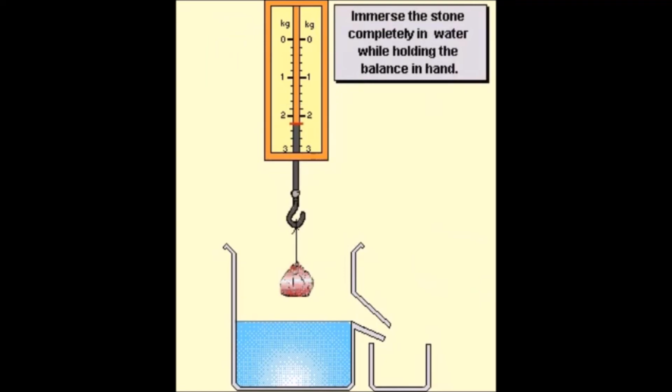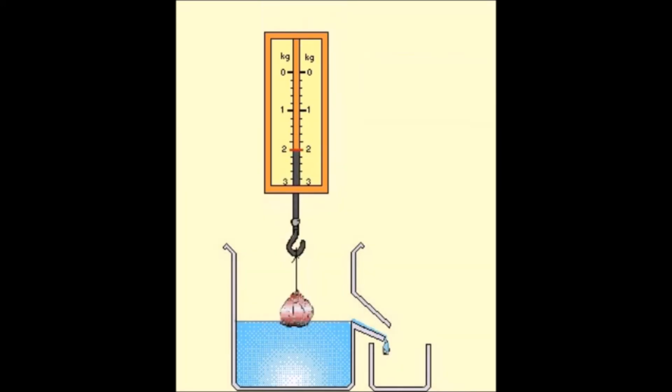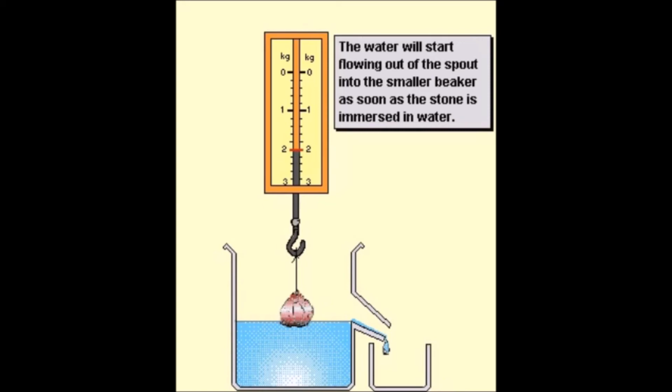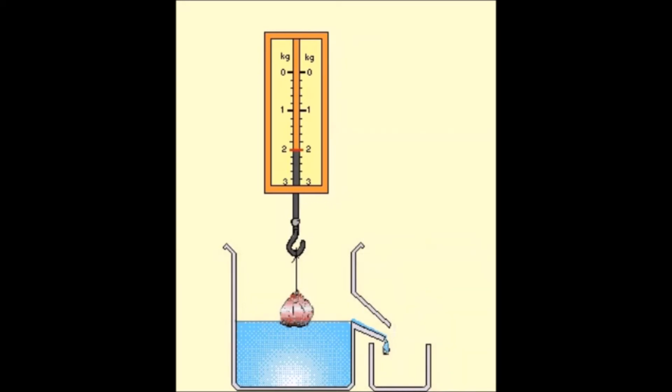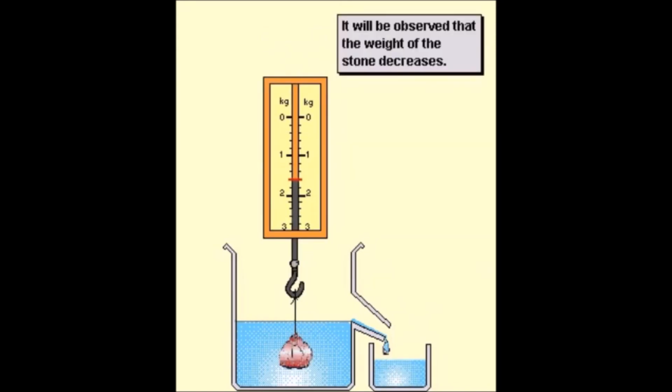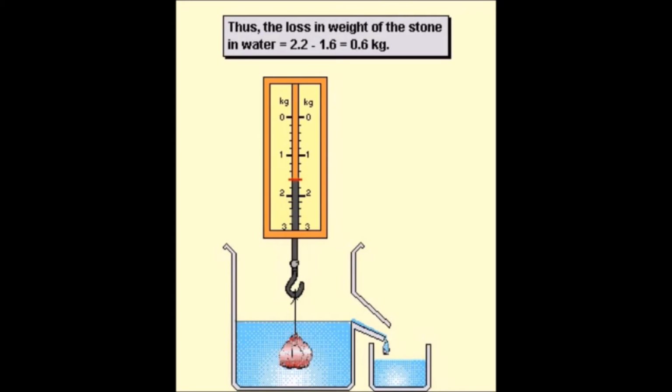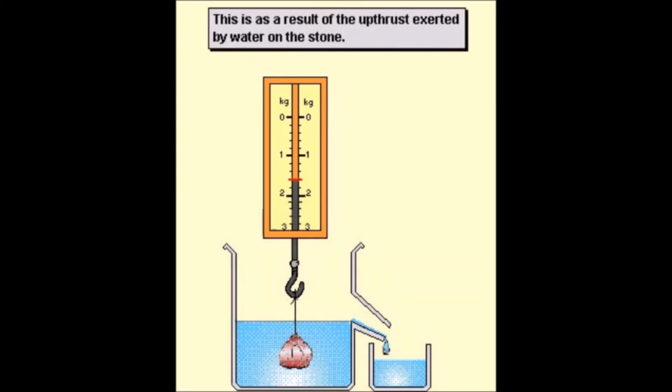Immerse the stone completely in water while holding the balance in hand. The water will start flowing out of the spout into the smaller beaker as soon as the stone is immersed in water. It will be observed that the weight of stone decreases. This is a result of upthrust exerted by water on the stone.